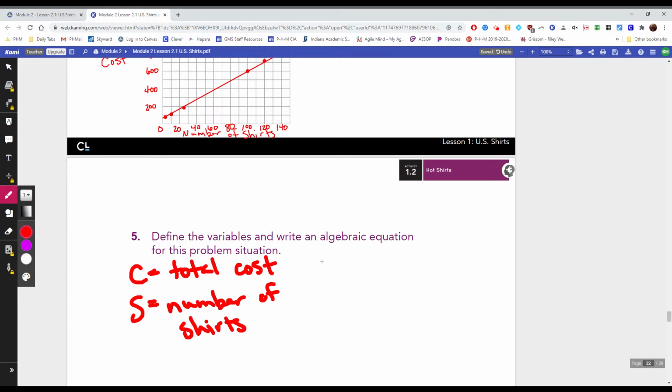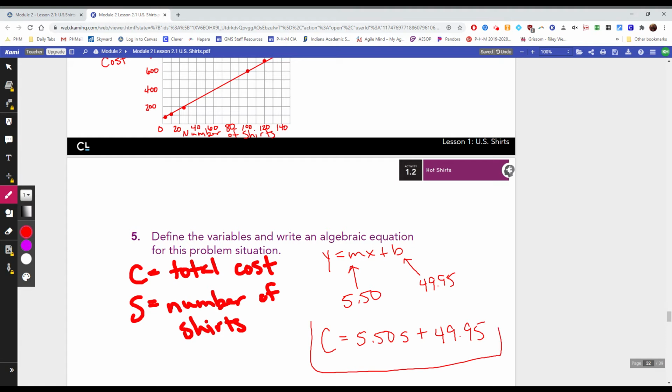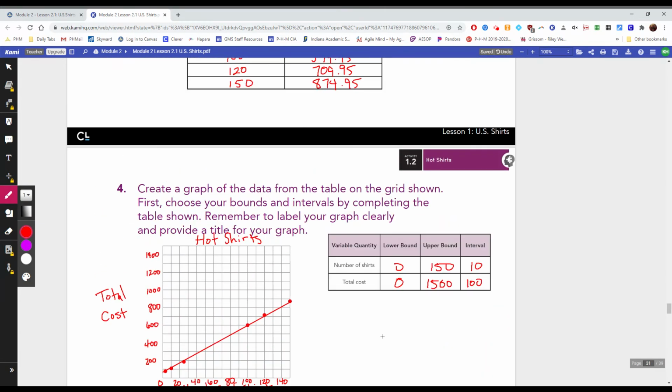It's not going through the origin. So we know it's going to be in this form. This is the slope. This is the starting point. Well, we know our starting point is the setup fee of $49.95, and we know the slope is the cost per shirt, which was $5.50. So our equation, in place of y, we're using c. Remember, C equals 5.50 S plus 49.95. Now we have just represented another t-shirt shop with an equation, a graph, and a table.